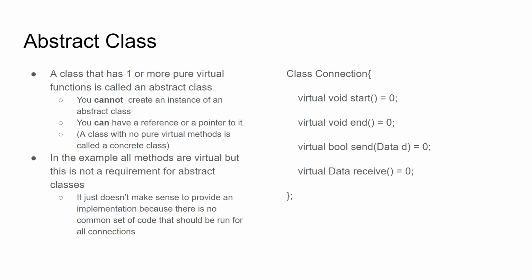You again can have references or pointers to it. And a class with no pure virtual methods is called a concrete class because you're able to implement it. In this example, all the methods on the right are pure virtual, but you don't have to do that for an abstract class. As long as there's at least one method that's pure virtual, the entire class is abstract. It may make sense for a particular class to have some of its methods being pure virtual and some not, because you can provide some meaningful implementation there.